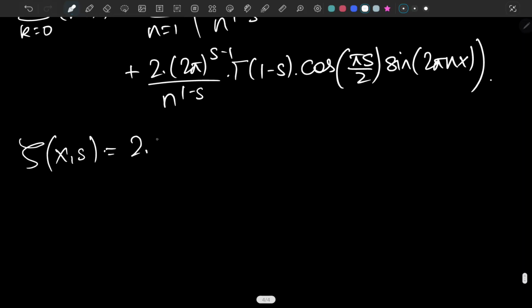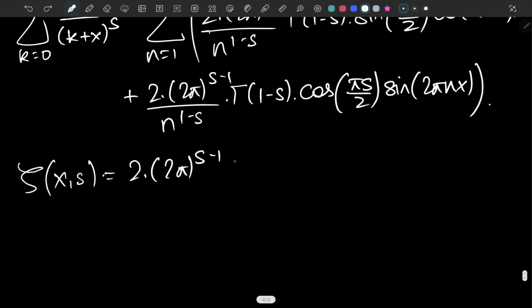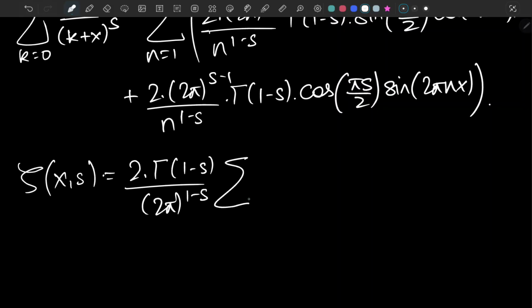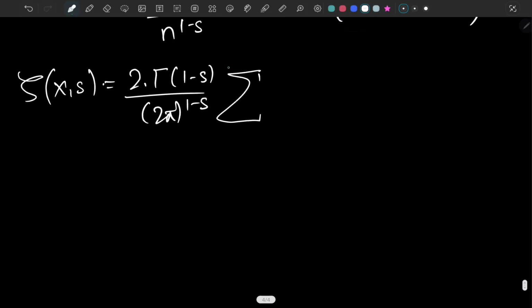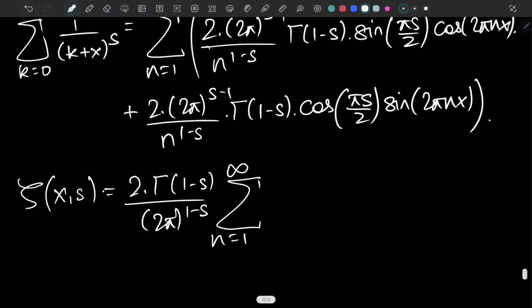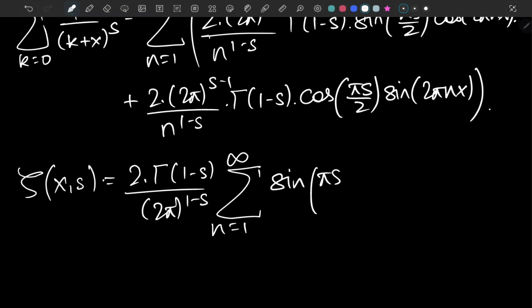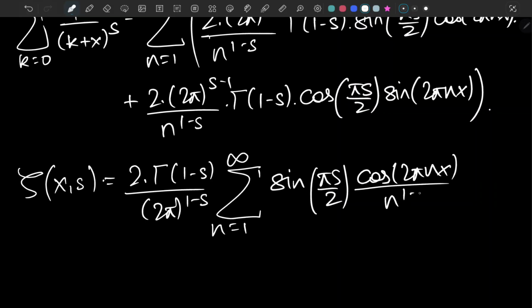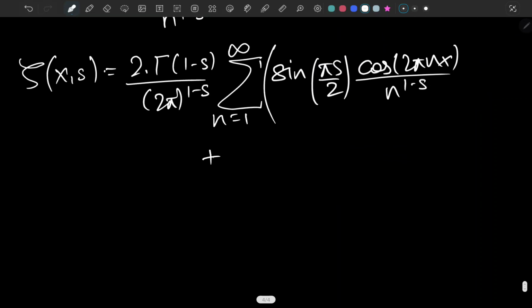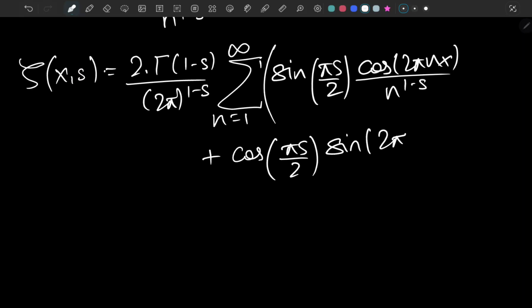So basically it's 2 times 2 pi to the s minus 1 over, no, not over, but yeah, gamma of 1 minus s, or maybe we can consider writing this as 2 times gamma of 1 minus s over 2 pi to the 1 minus s, and times, wait a second, let me just make it in a manner, now it sounds good, and we are having sine of pi s over 2 cosine of 2 pi nx, and don't forget the factor n to the 1 minus s, and this is inside the common sum, and cosine of pi s over 2 sine of 2 pi nx over n to the 1 minus s.